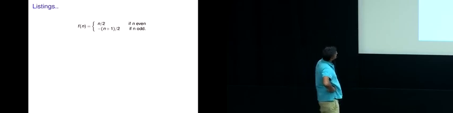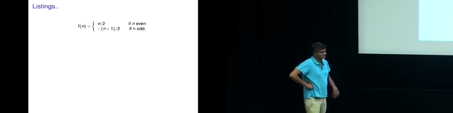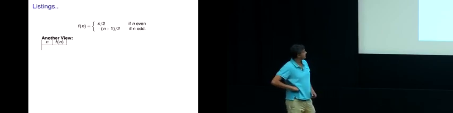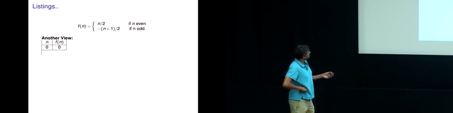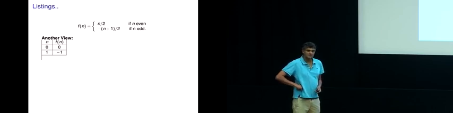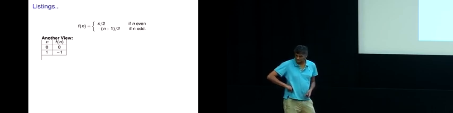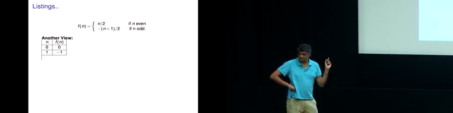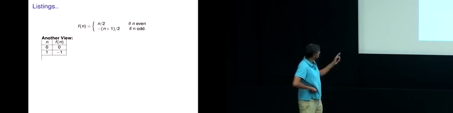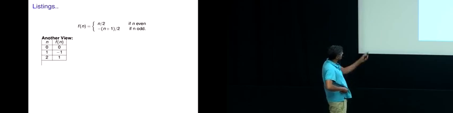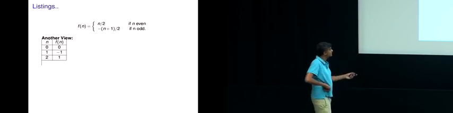So here, let me just list the integers, right? I can think of this as a listing. The first element of the list is just the image of 0. The next element of the list is the image of 1. I'm just writing down this function as a big table, okay?